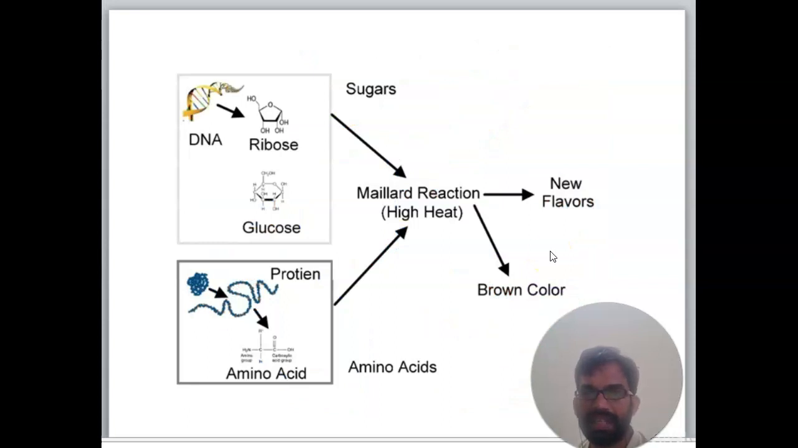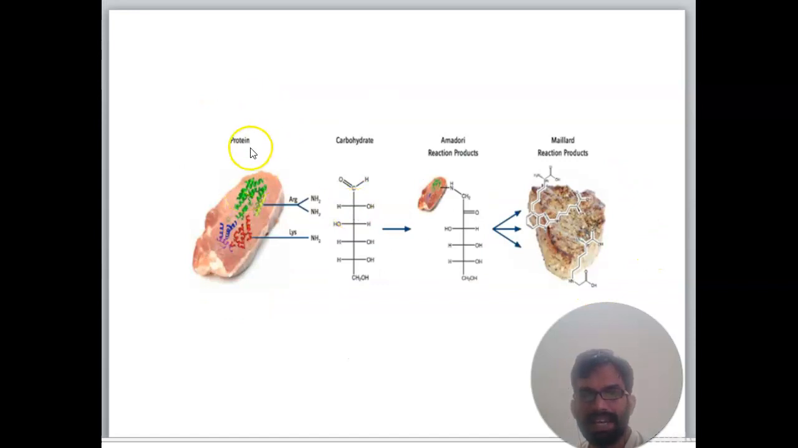Then you can see how DNA, ribose and glucose, sugar, undergo the Maillard reaction at high temperature, giving new flavor and brown color. The protein amino acids combine with sugars. You can see the brown color. So DNA, ribose and glucose also take a sugar form. This is the Maillard reaction, where high temperature changes this. Now you can see actually this is the figure.